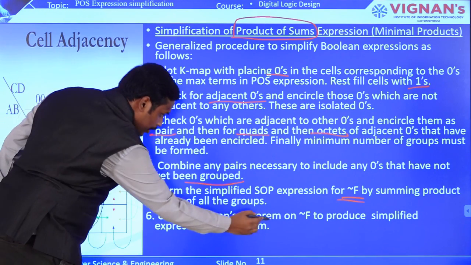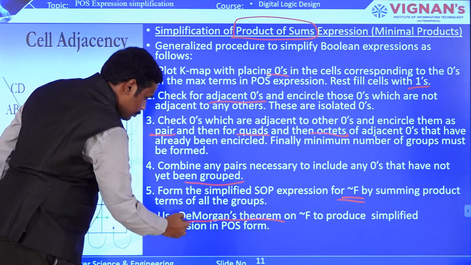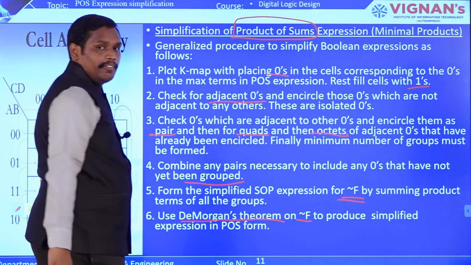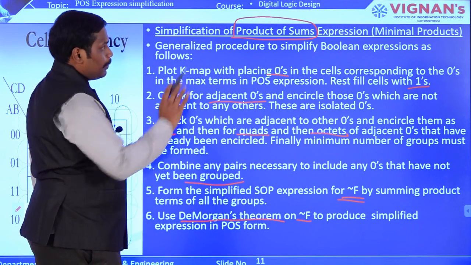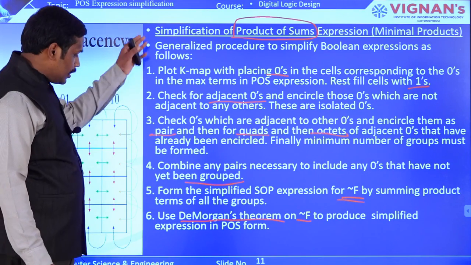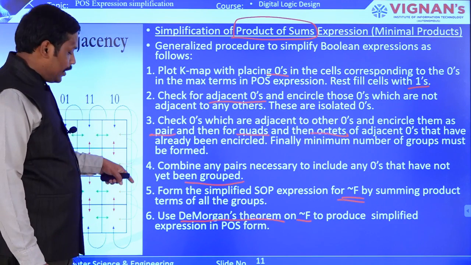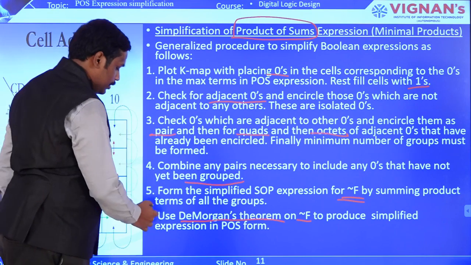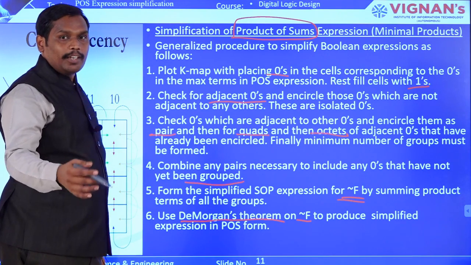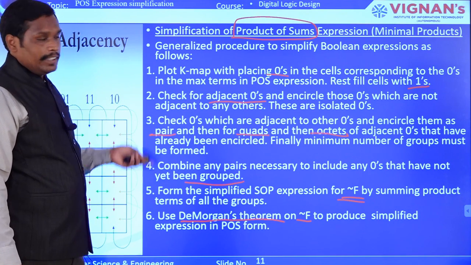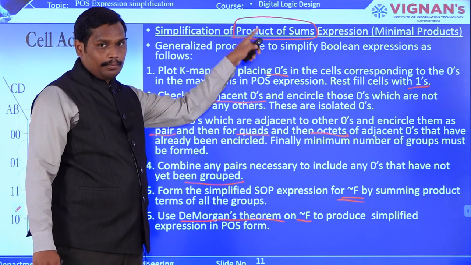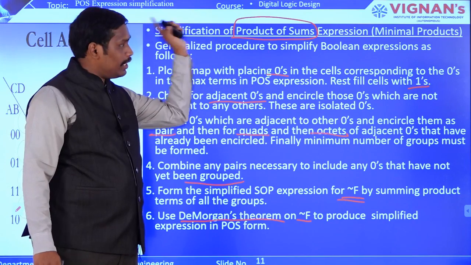So we have to use De Morgan's theorem on this particular F bar to get the simplified expression in POS form. Clear? So these are the rules that you have to follow. There are 5 rules, but here is the sixth rule. The sixth rule is using De Morgan's law, you can get back the POS form, right? So this is the last topic that we have to cover. Here it is product of sum, there it is sum of products.